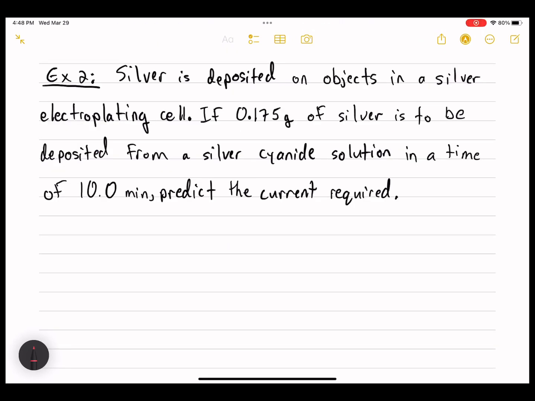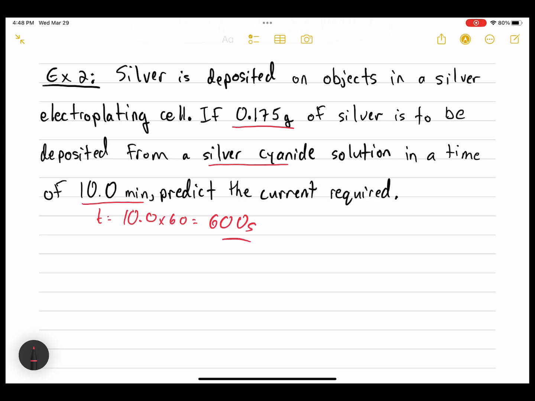All right, let's look at a second example. Here it says silver is deposited on objects in a silver electroplating cell. If 0.175 grams of silver is to be deposited from a silver cyanide solution, so remember that's aqueous, in a time of 10 minutes, predict the current required. Now what I'm doing over here is converting the time right away to seconds, and I do that by multiplying by 60. Now here we're given a mass.